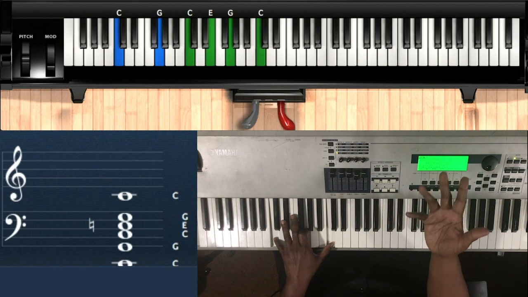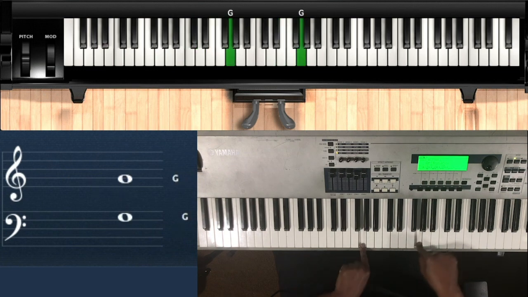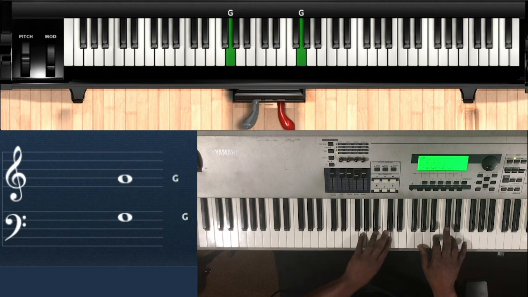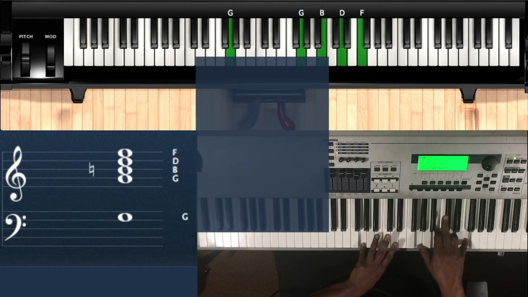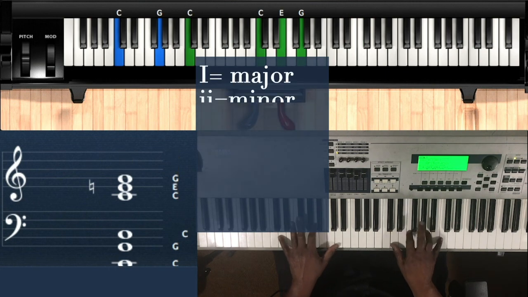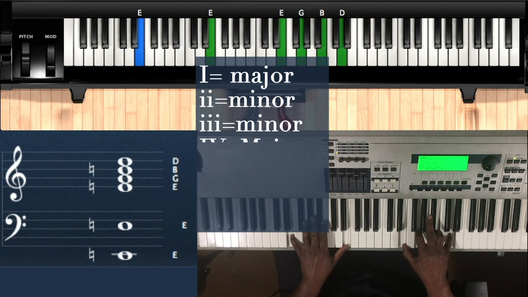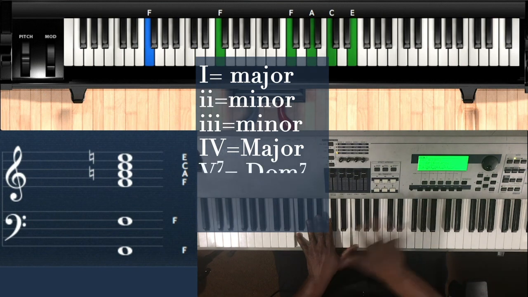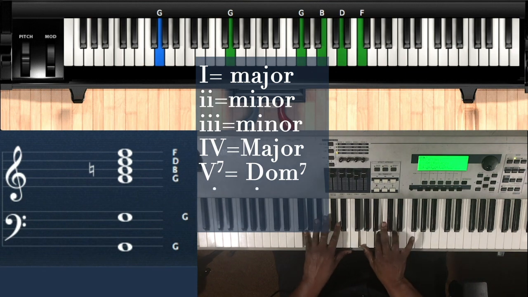Now, let's say if we're in the key of C, and if you count up, that's 5 notes. 1, 2, 3, 4, 5. All right? That chord there is called the dominant. And if you make it into a 7th, it's the dominant 7. In fact, we have the 1 chord, which is major, the 2 chord, which is minor, the 3 chord, which is minor, the 4 chord, which is major, and I'm talking about when you're in a major key, the 5 chord, which is a dominant 7.